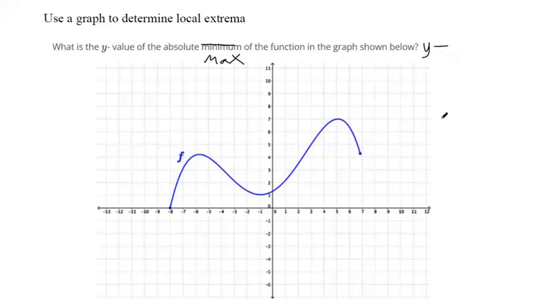Okay? And then if it asks for the x value of the maximum, the x value is where we've hit our peak, right? This is definitely the peak of the graph, the top of the mountain. And it looks like that's x equals 5. So x equals 5 would be the location of the maximum. That's the x value where the maximum occurs.